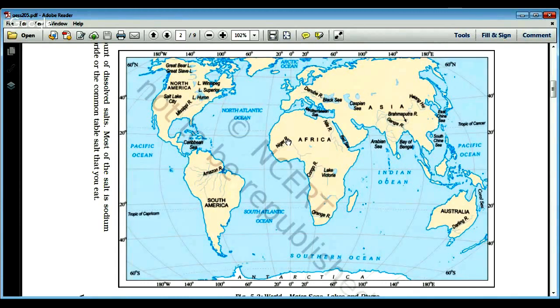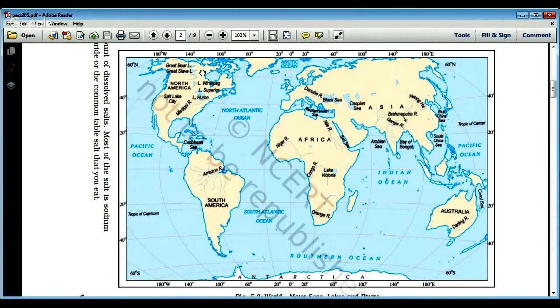They have the highest amount of salinity. They have such an amount of salinity that even a man starts floating on the water of these seas, because the water is very dense. So any person, if they jump into these seas, will not drown.